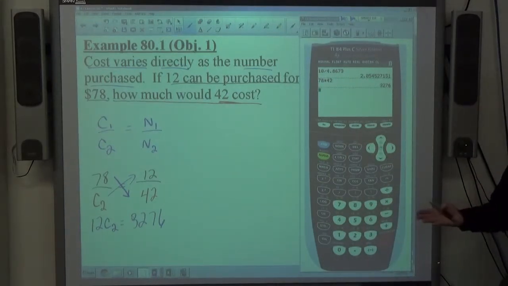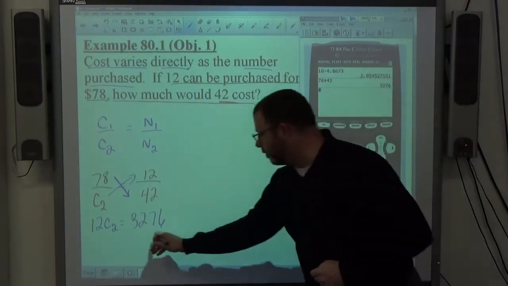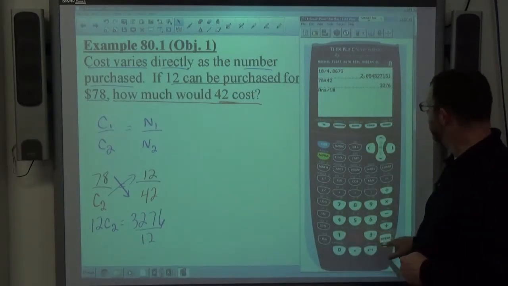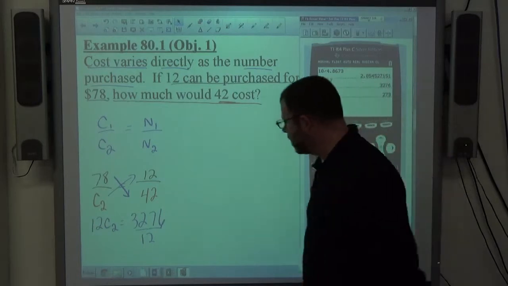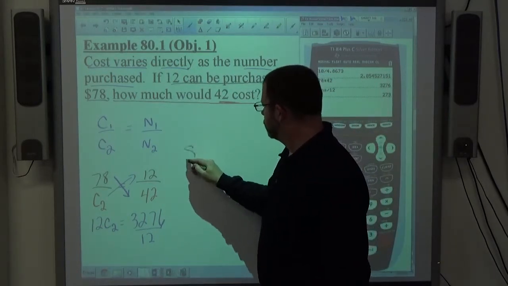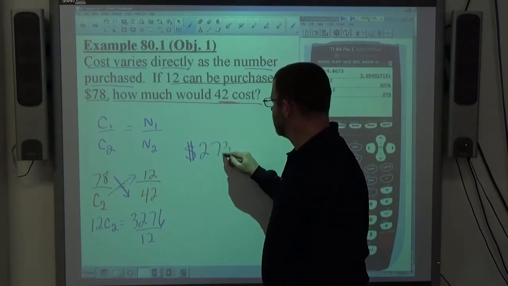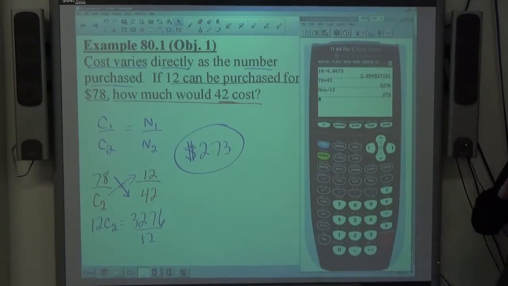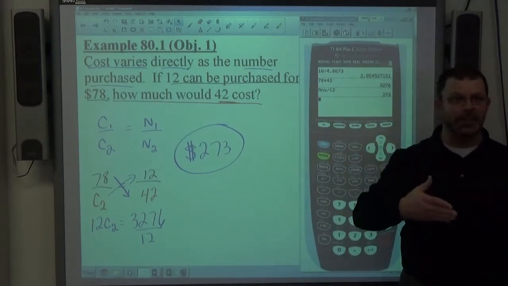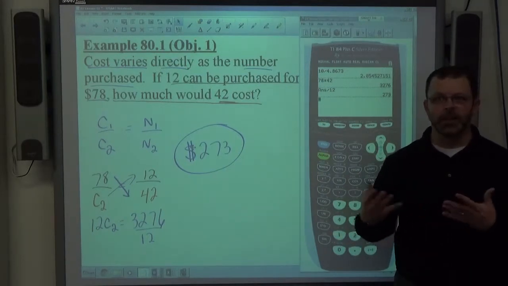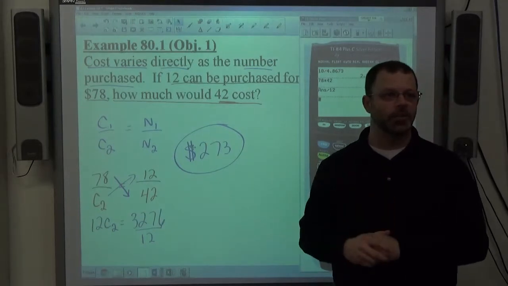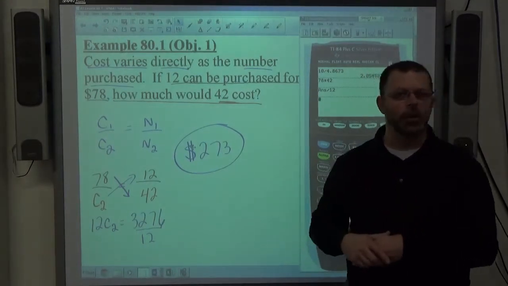3276. So 12C2 is equal to that, divide by 12. 273. So the final cost is $273. So I didn't have to find K to find C. I just found C. So the advantage of this technique is you can create a formula that gets you the answer you're looking for immediately without having to go through a middleman.